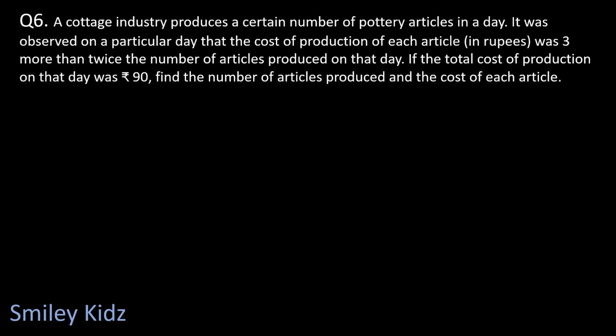Yet again, we have an interesting question which says, a cottage industry produces a certain number of pottery articles in a day. It was observed on a particular day that the cost of production of each article in rupees was 3 more than twice the number of articles produced on that day. If the total cost of production of articles on that day was rupees 90, find the number of articles produced and the cost of each article. Now let the number of articles produced be x.